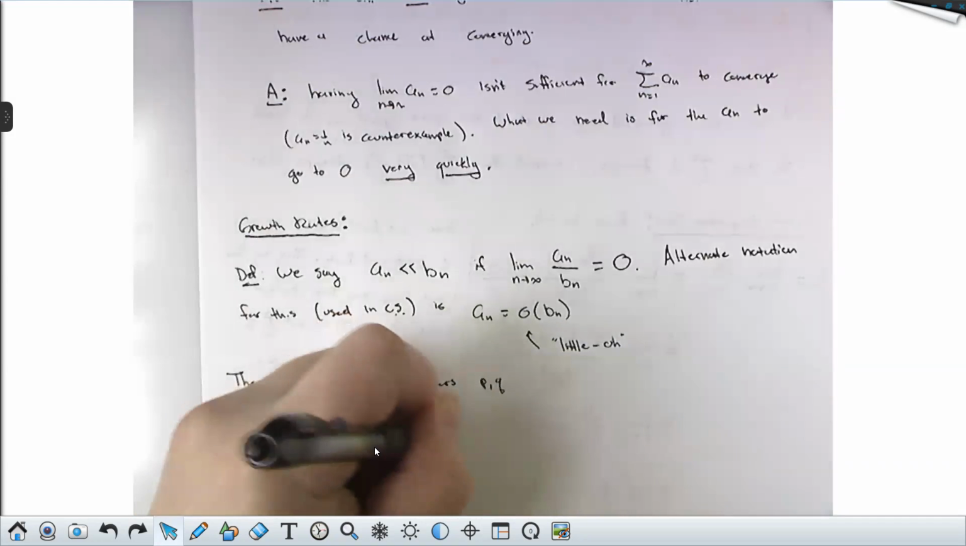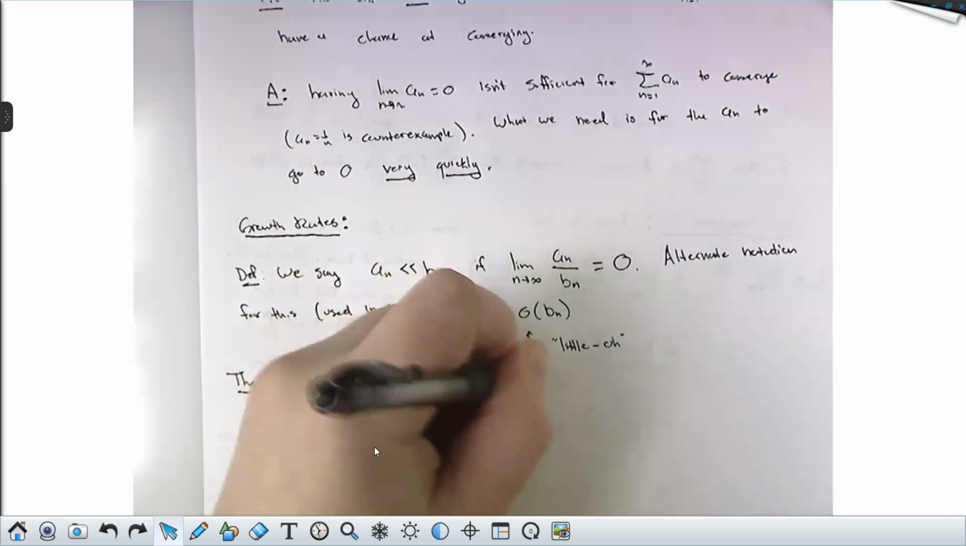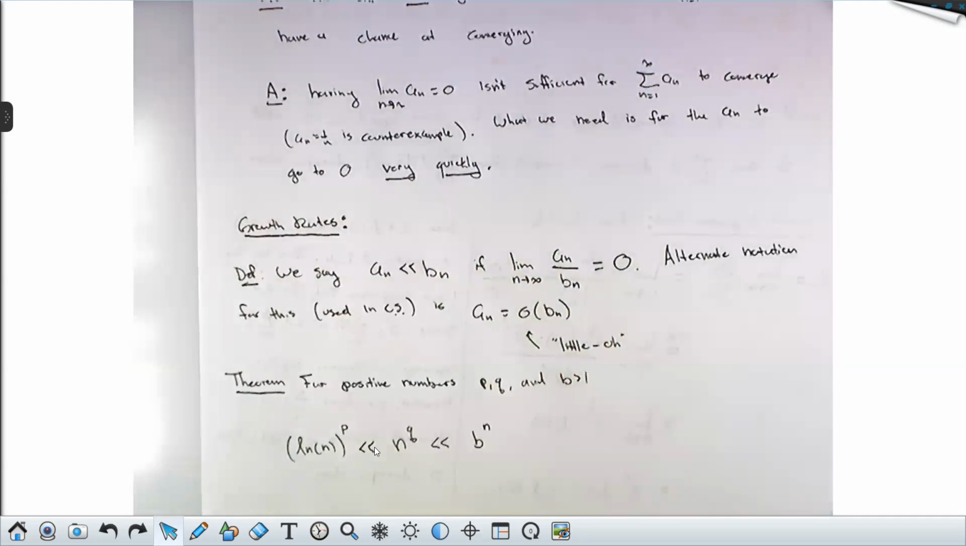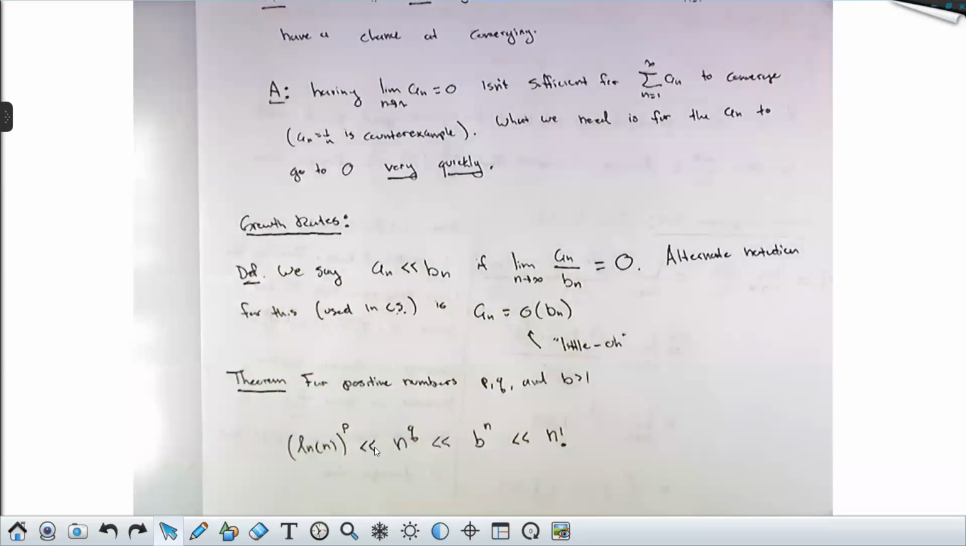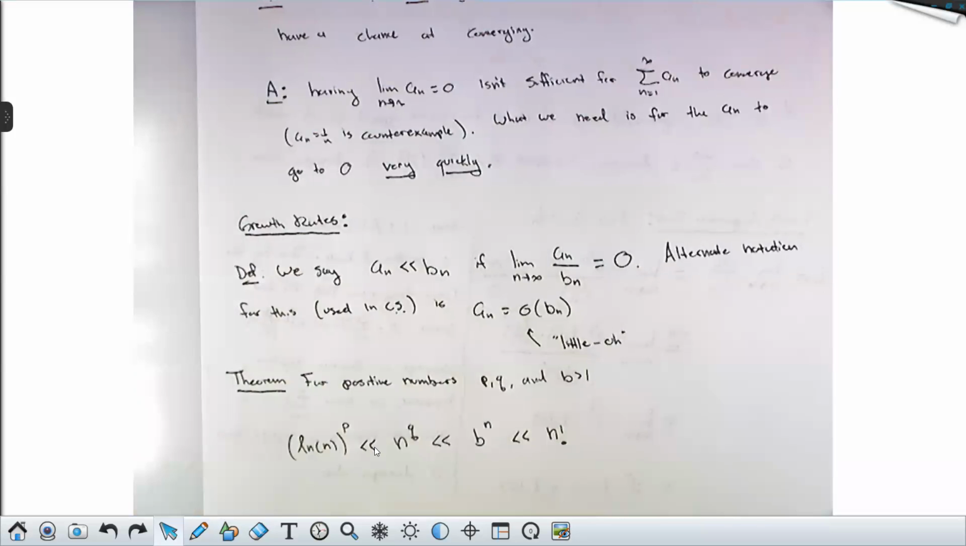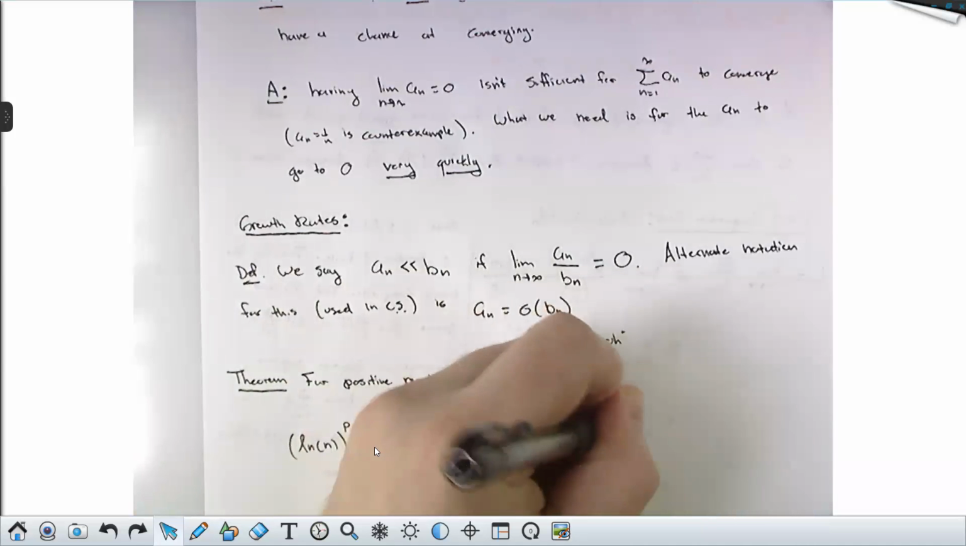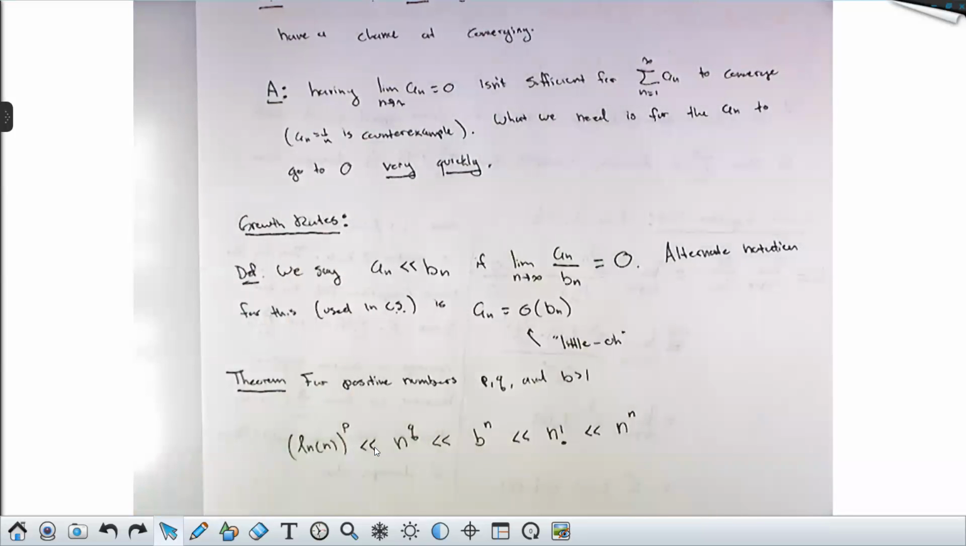And regular power functions, P, Q, and B greater than one, these will be dominated by any growing exponential. Which itself is dominated by the factorial. Factorials are really fast growing. And that factorial will himself lose out to what I'll call the super exponential, n to the n. This is a very useful tool when it comes to just developing intuition about how fast things are growing.